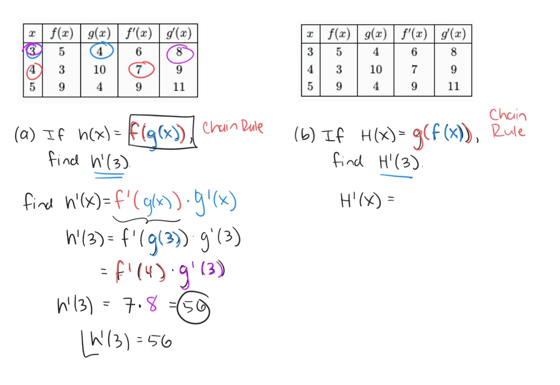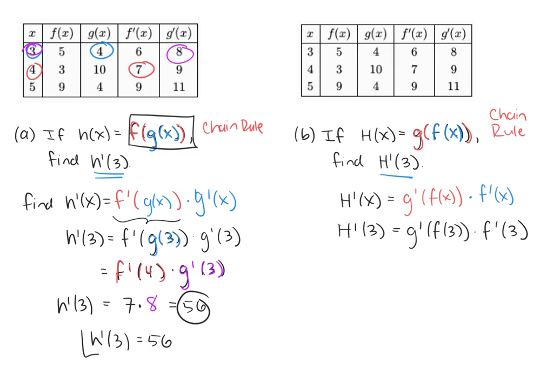And the chain rule says we're going to take the derivative of the outside function, so that g of x, so we're going to do g prime of f of x. And then once we take the derivative of the outside function, the chain rule says then we have to take the derivative of the inside part, the inside function. So let's go ahead and do that. And then now I can substitute in 3 for x. Okay, so this is going to require that I do g prime of f of 3 times f prime of 3.